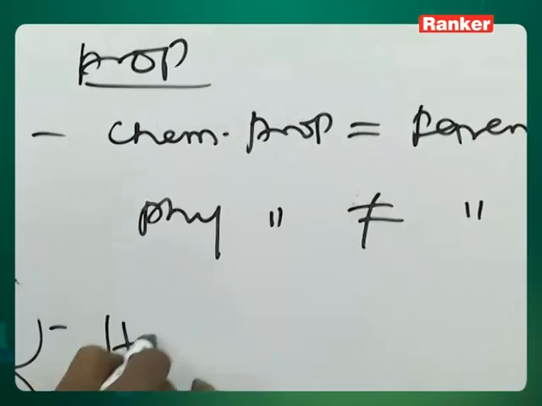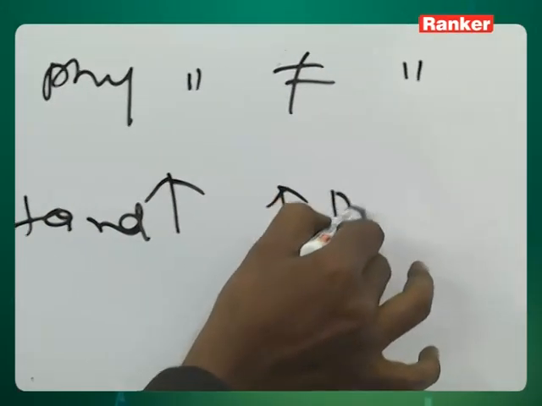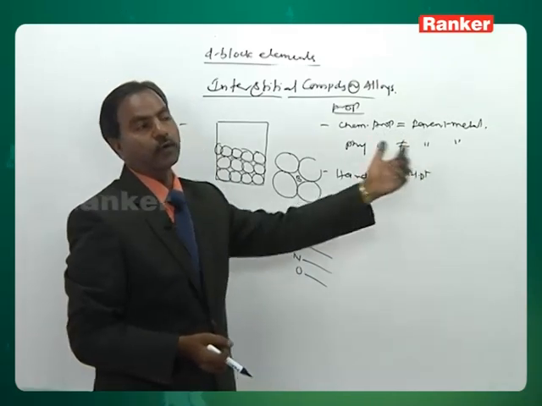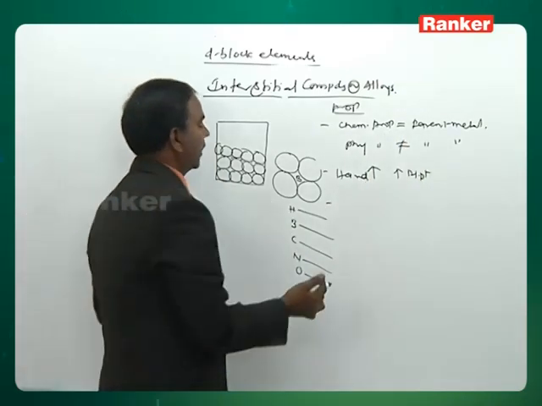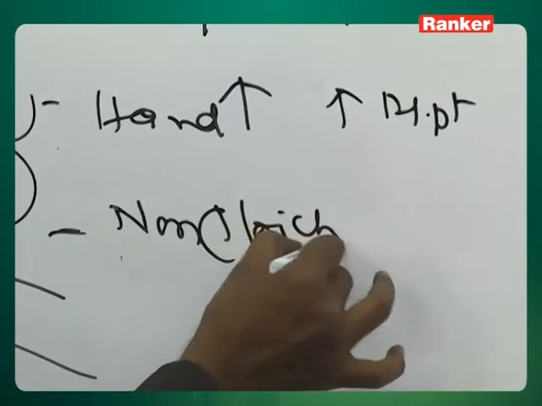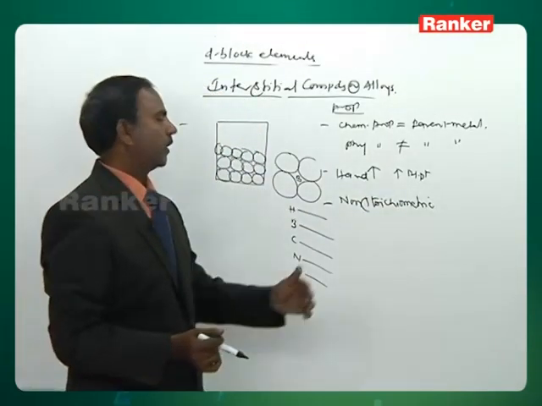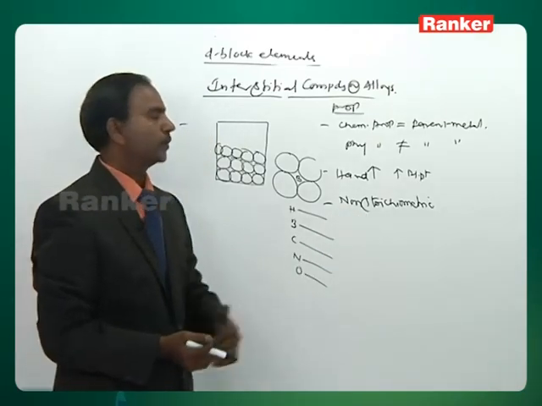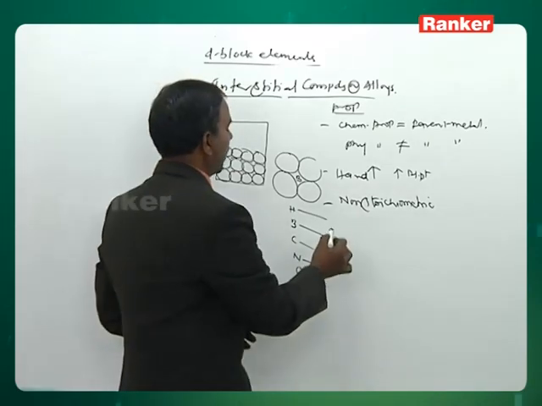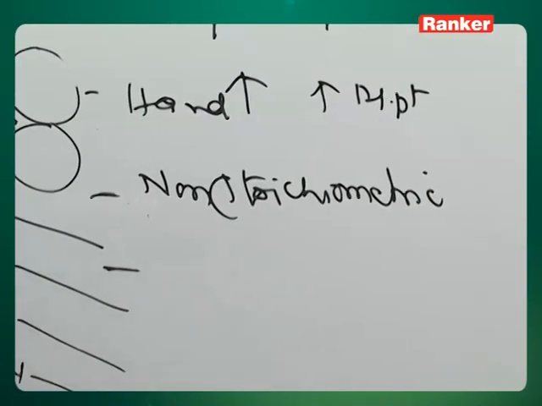Next, look here, these are very hard substances, and their melting points are very high, even more than the parent metals. Next, remember, these are non-stoichiometric compounds. They are not following any valency rules.